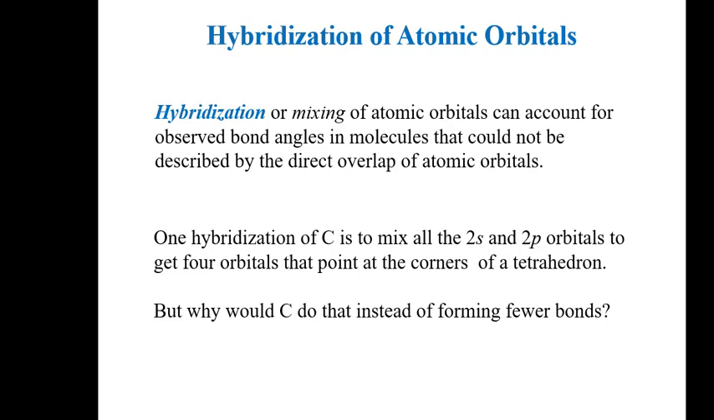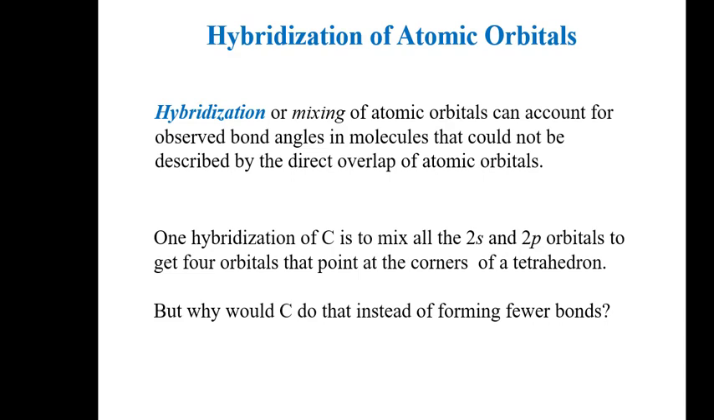This is where the VB theory comes in with this hybridization concept. What they say is that an atom can take its atomic orbitals and mix them up to produce different orbitals that are in between in terms of shape and energy of the two original orbitals. So you can mix the 2s and the 2p orbitals in the carbon and get 4 different orbitals that are the same.